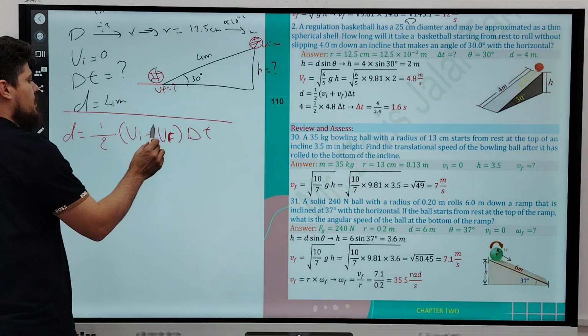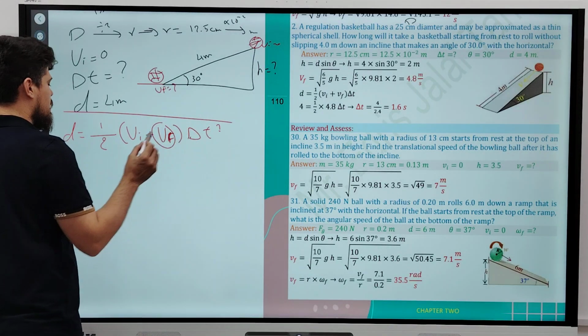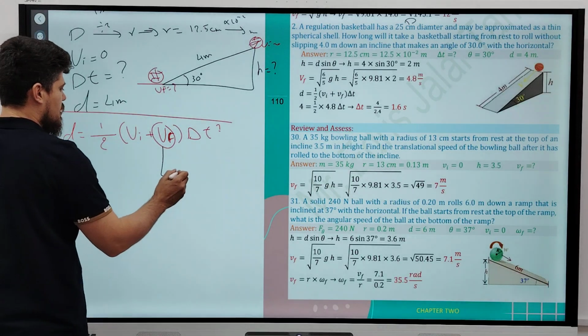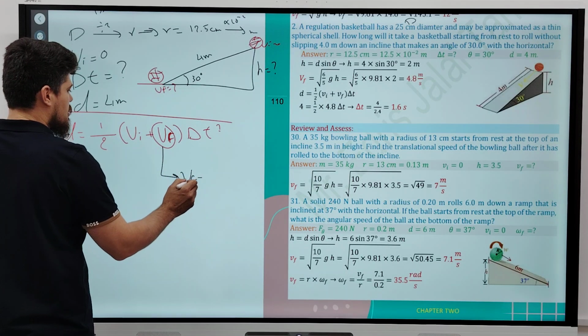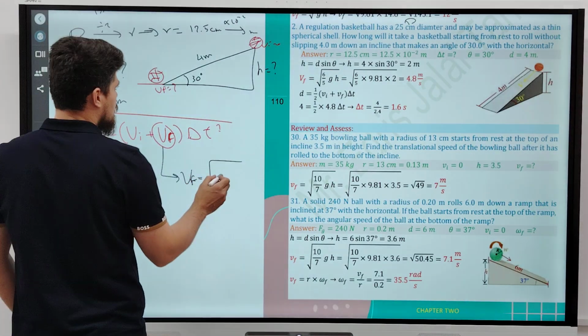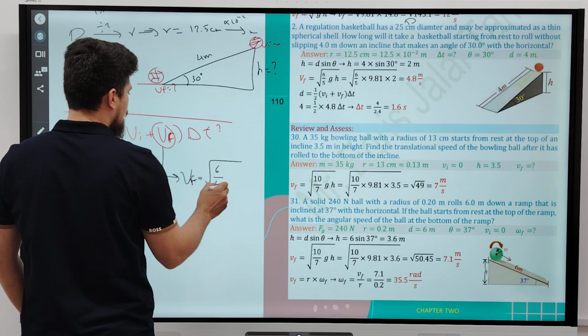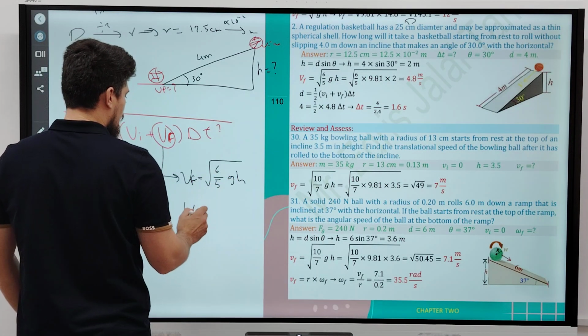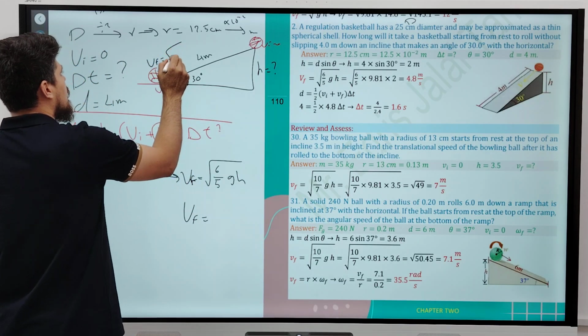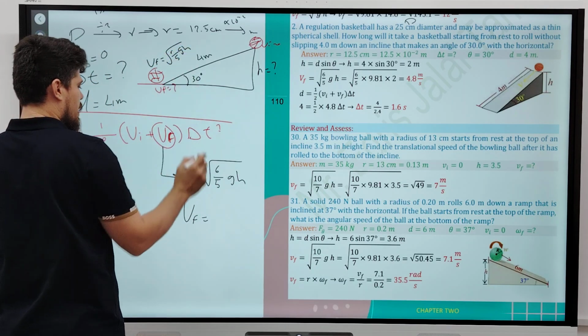Okay, so without V final, we cannot find delta T. That is why at first you have to try to find out what? V final. For the hollow sphere, V final is equal to what? Is equal to the square root of 6 over 5 GH. This is the final velocity, V final.